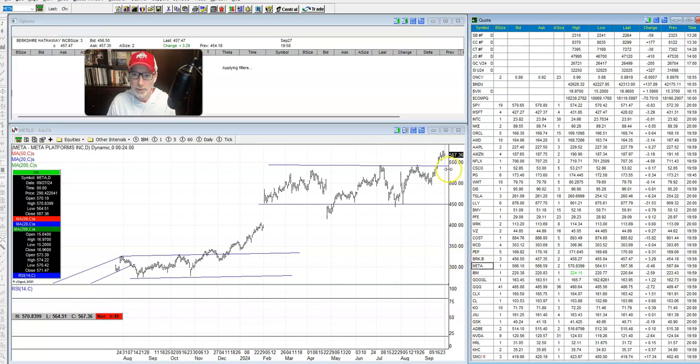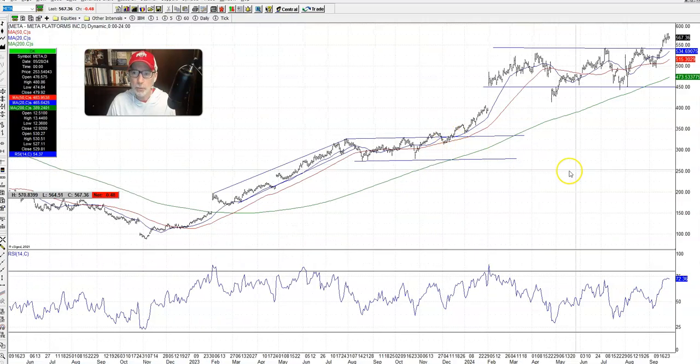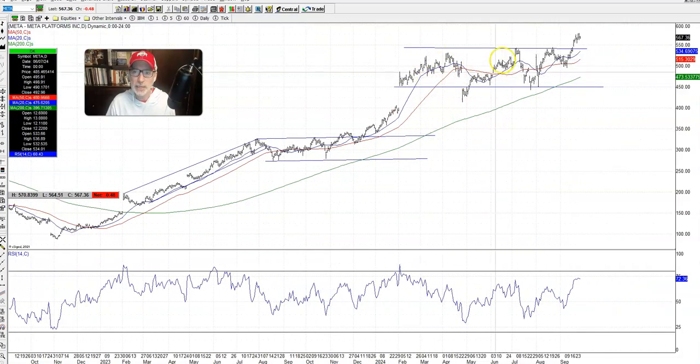What else we have? Meta, the old Facebook, was in the channel for a long time, a sideways channel, and this past week and a half, blasted out to the upside. So once it blasts out of a channel, it usually continues to keep moving in that same direction. Okay, so bullish trades on Meta is the play here, more so than bearish trades on Meta.